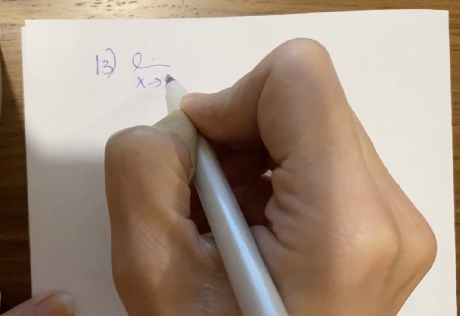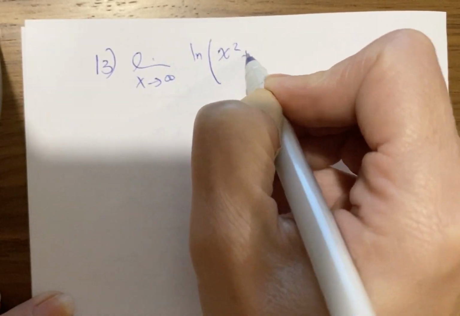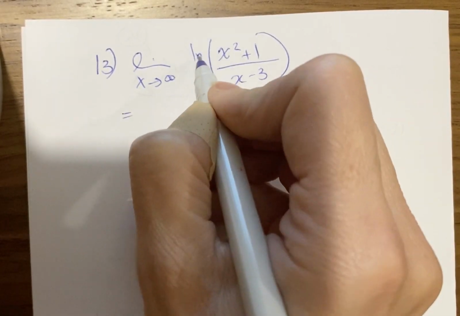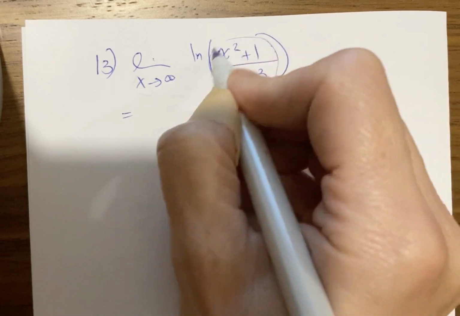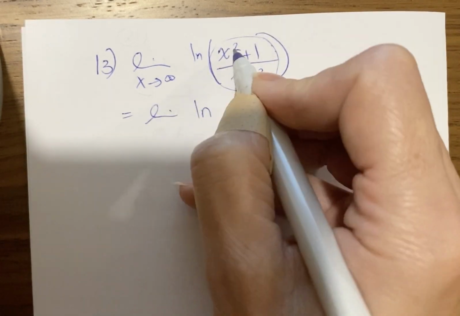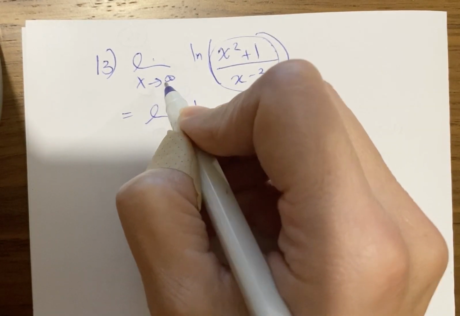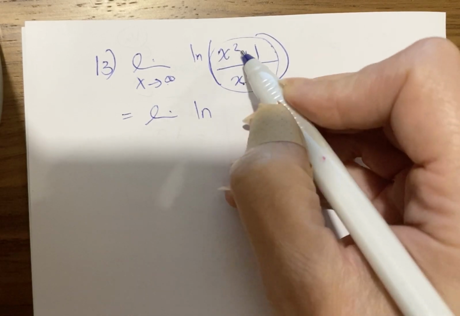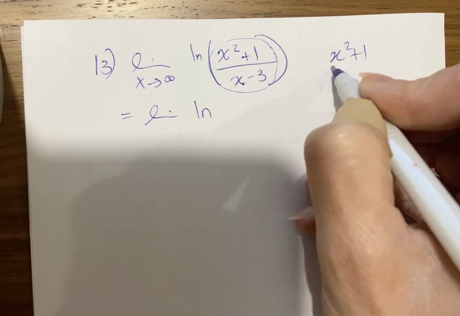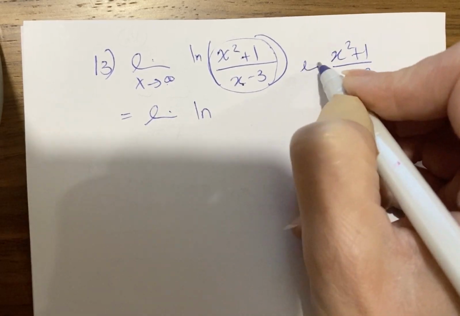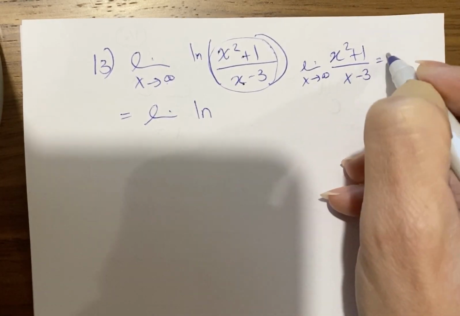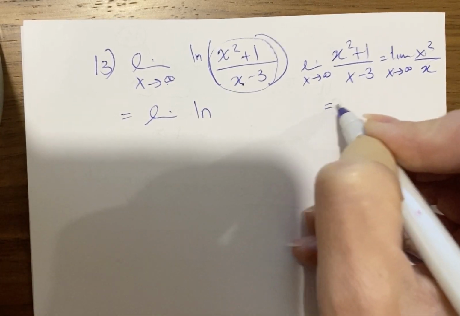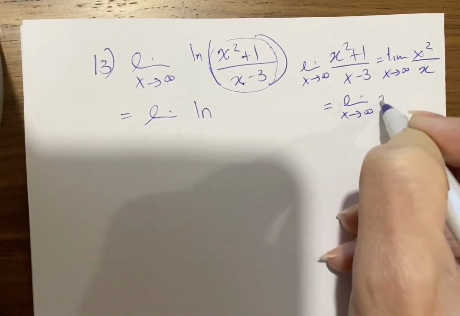Limit as x approaches infinity of ln of (x squared plus 1 over x minus 3). Composite functions. To get this, we do the limit of the inside first. What's the limit of the inside at infinity? See, x squared plus 1 over x minus 3 is a polynomial rational function. So its limit at infinity is the limit of the highest power up over the highest power down. When we simplify, this gives me x.